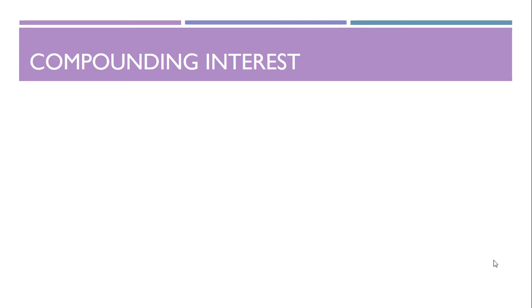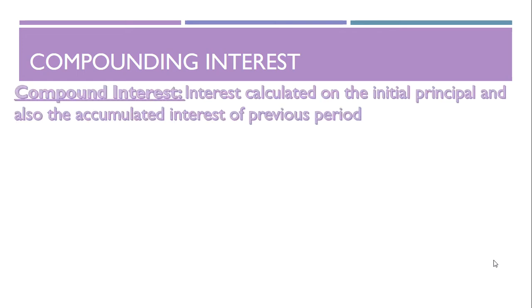Going along with e, and exponential functions is compounding interest. So compounding interest is interest calculated on an initial principal or an initial amount of money, and also accumulated interest of the previous period. So let's say you have money in a bank or you take out a student loan and there's interest on that.